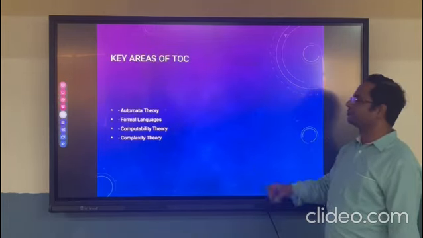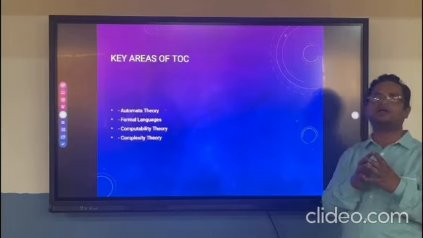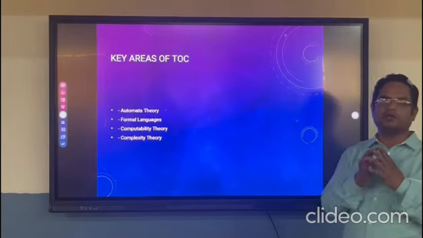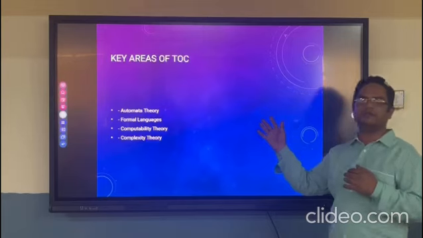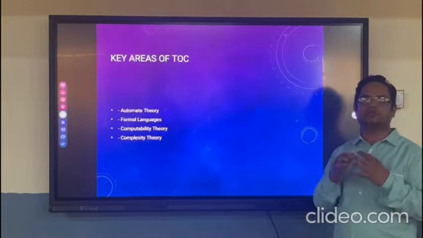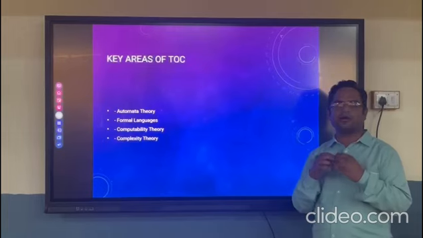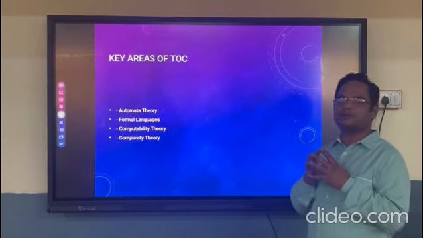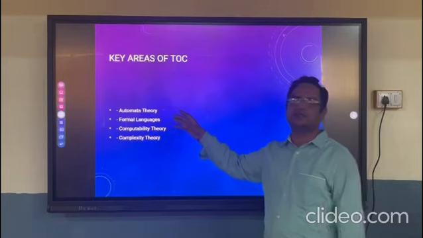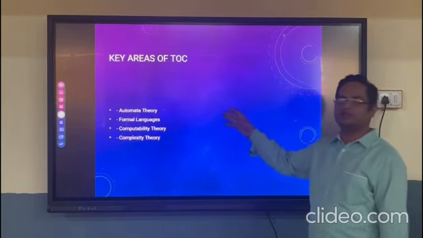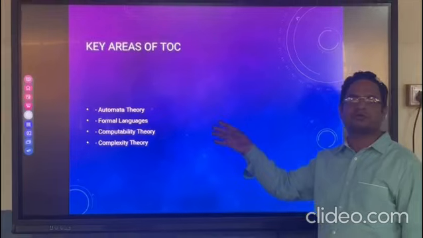Next are the key areas of TOC. Automata theory. Automata theory basically defines any kind of automatic machine which accepts input based on an algorithm and a formal language. Formal languages are the languages used to design a particular automaton. An automaton is an abstract model which performs any task automatically by the application of instruction input. Many kinds of formal languages are used. Generally regular languages and irregular languages are used, and irregular language is also known as context-free language.